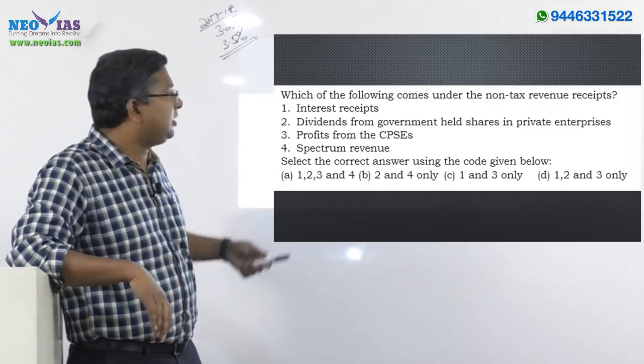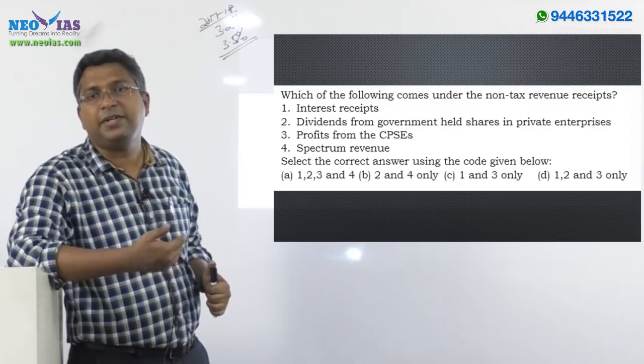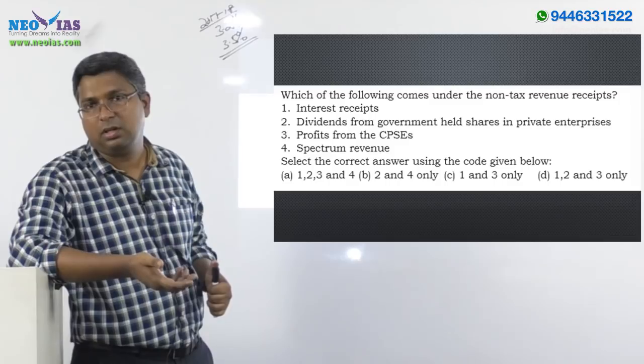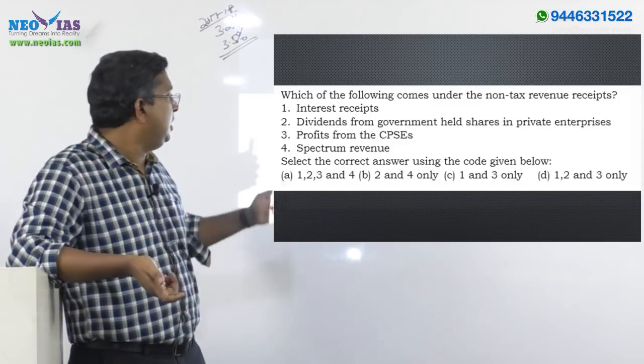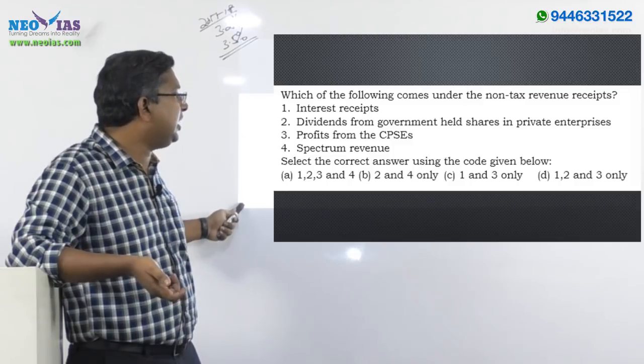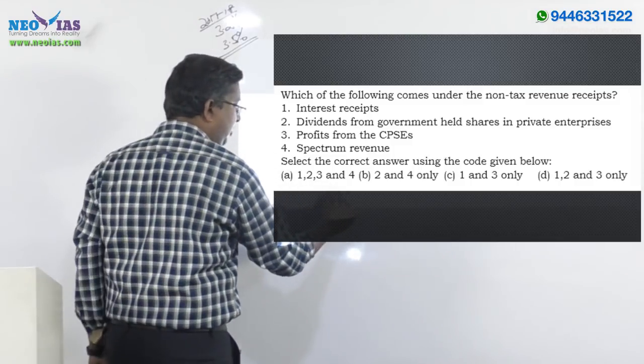So first one is interest receipts. We already know that interest receipts, dividends, profits, all are non-tax revenue receipts. So interest receipts, we know that, so 1 is correct. If 1 is correct, we can eliminate choice B.